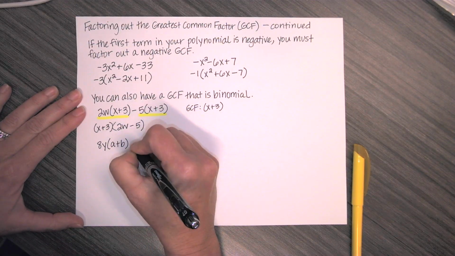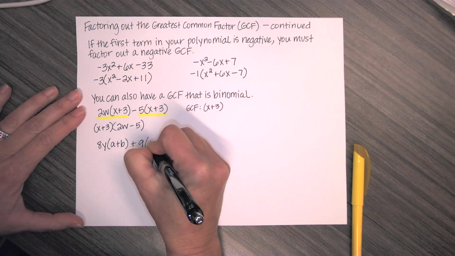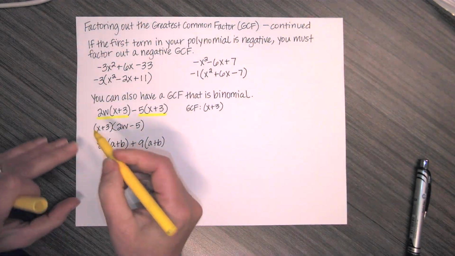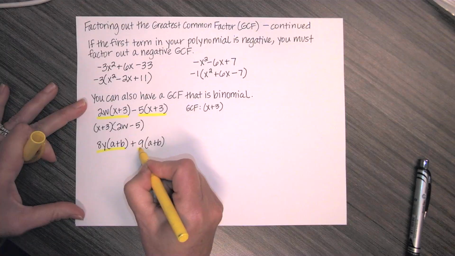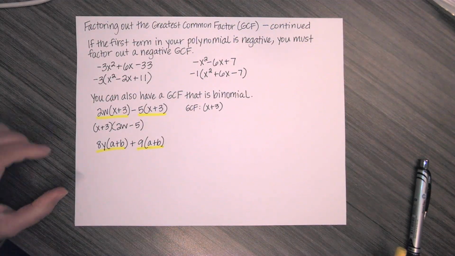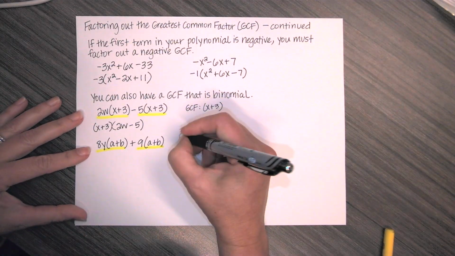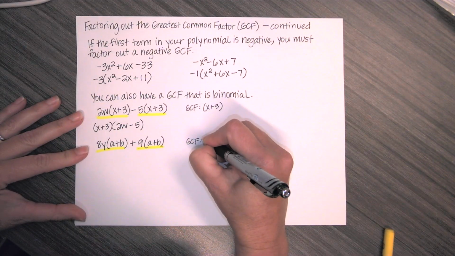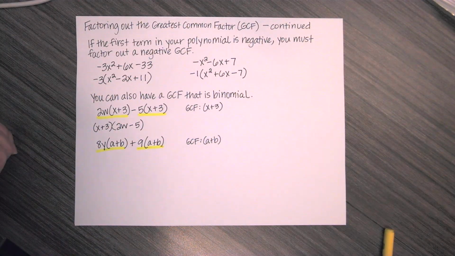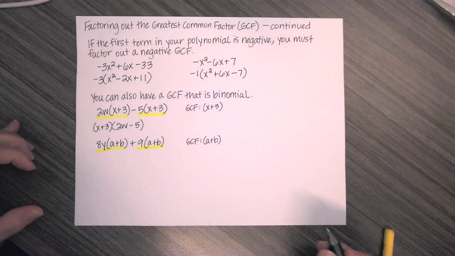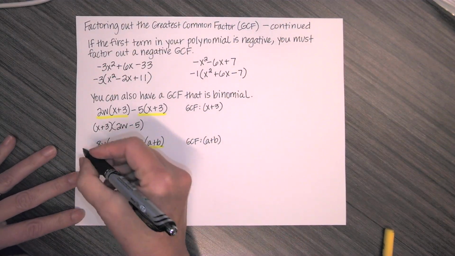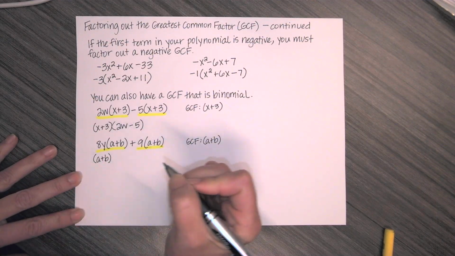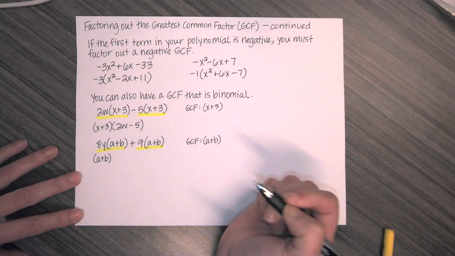8y times a plus b plus 9 times a plus b. Once again, I want you to think of this as one big thing and this as one big thing. What do those things have in common? They have an a plus b in common. A plus b is a binomial, so let's keep it in parentheses. That is our greatest common factor, so we're going to pull an a plus b out to the front, or factor out an a plus b, keeping it in parentheses.